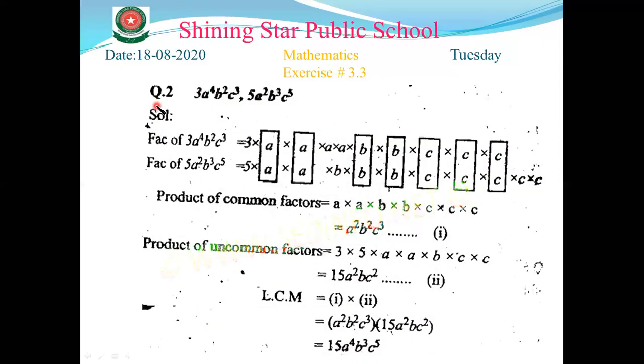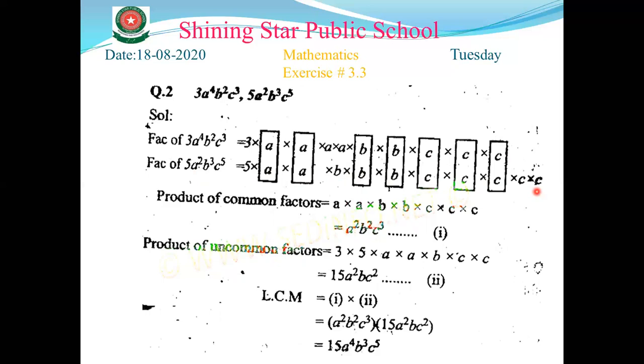Now you can solve question number 2. 3a power 4 b square c cube, and 5a square b cube c power 5. So the factors of the first term are 3, and we write a 4 times because a has power 4: 1, 2, 3, 4. b 2 times, b multiplied by b. c 3 times. Simple. Now 5 multiplied by a multiplied by a, multiplied by b 3 times and c 5 times.